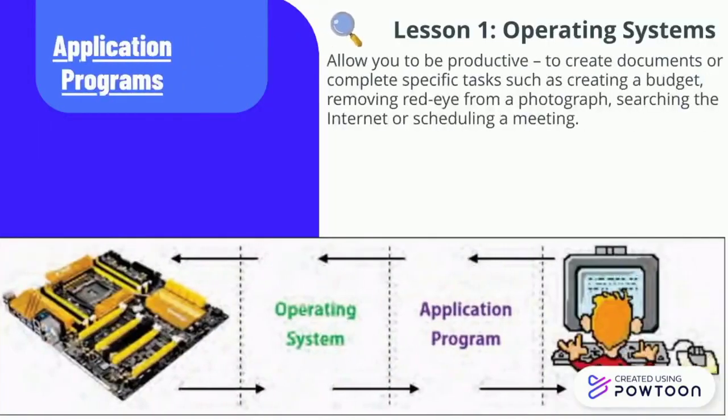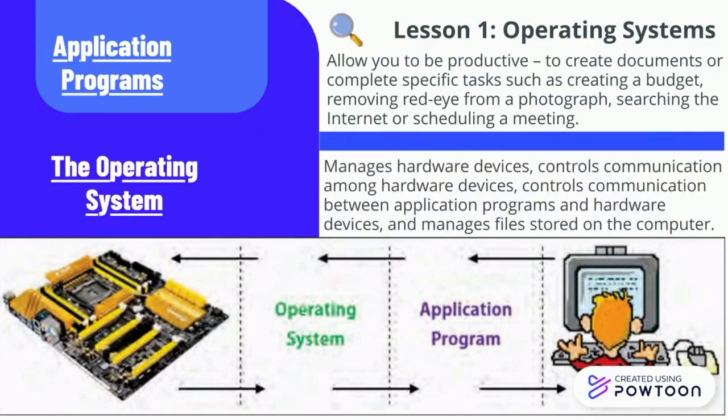Application programs allow you to be productive, to create documents, or complete specific tasks such as creating a budget, removing red-eye from a photograph, searching the internet, or scheduling a meeting. The operating system manages hardware devices, controls communication among hardware devices, controls communication between application programs and hardware devices, and manages files stored on the computer.